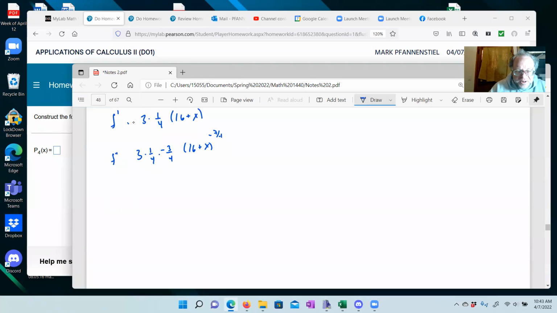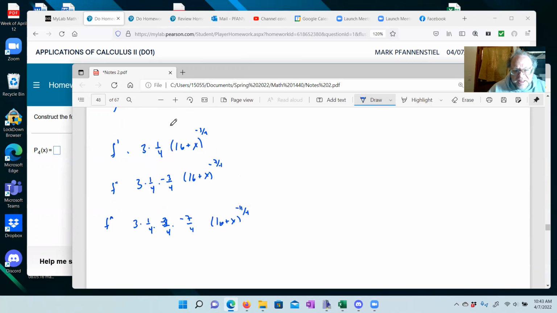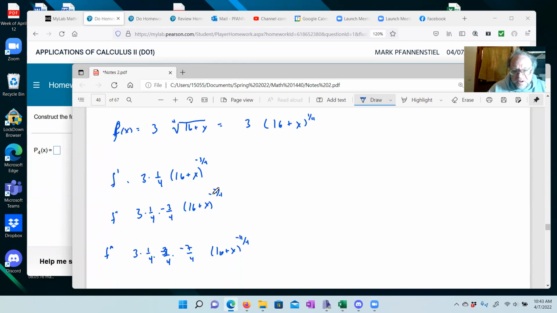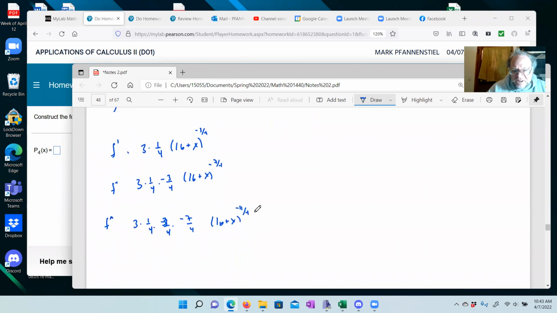Our third derivative is 3 times 1/4 times negative 3/4 times negative 7/4, and again, 16 plus x raised to the negative 11/4, okay? So this is 1/4 that comes down, that's -1. This guy comes down, 3/4 comes down, that's -7, it's another 4. 7/4 comes down, that's going to be 11.